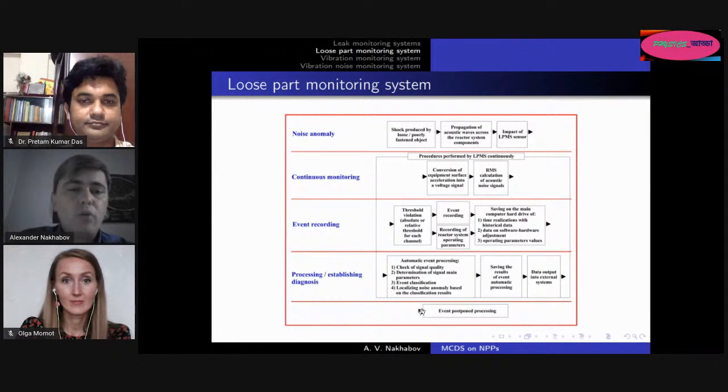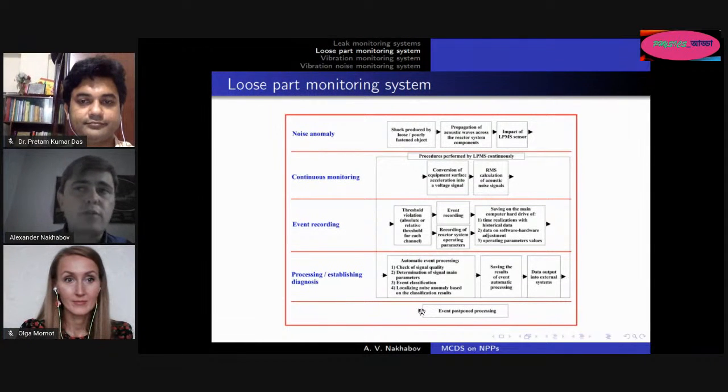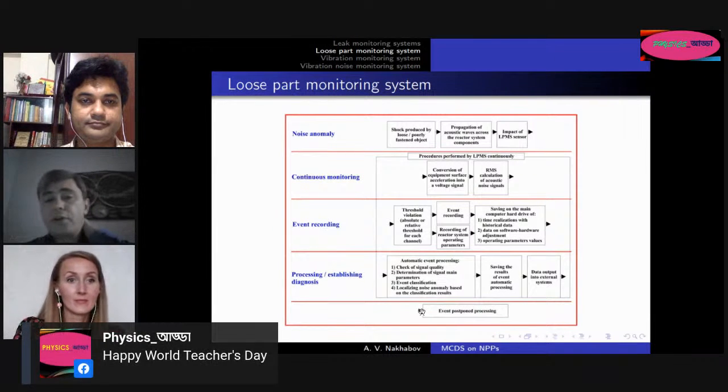Of course, in normal operation there should be no free objects inside the system, because every free object is very dangerous. For example, if this object is small enough to go through the core baffle or core barrel into the core, some part of metal or so on can get stuck between fuel rods, and then we would get overheating in this place and possible melting of fuel.